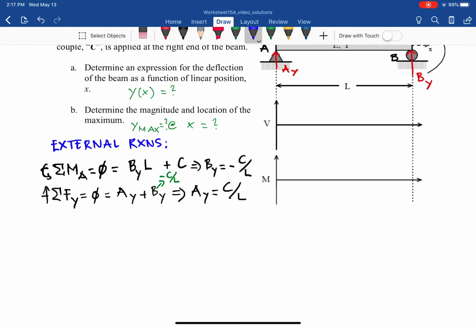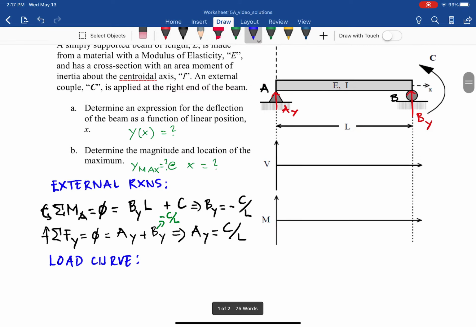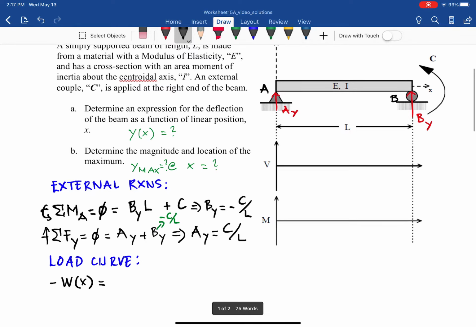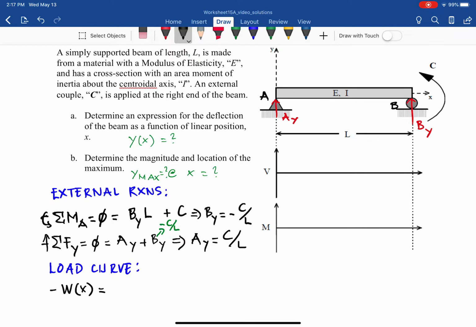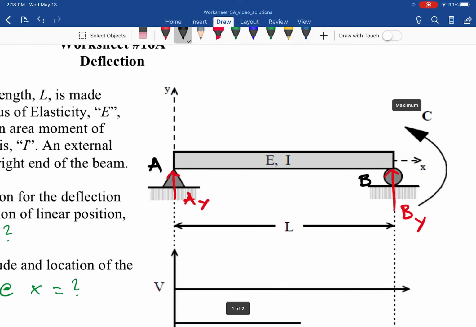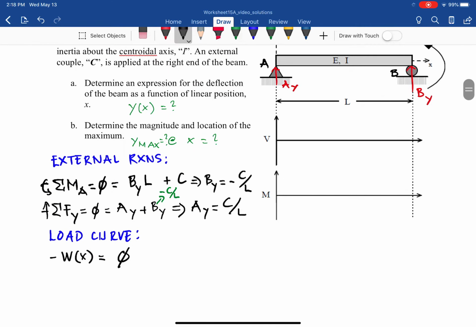For the load curve, as you can see, there is no distributed load on this beam, just the load normally going down, so we put negative to represent the deflection. It equals 0: no distributed load on that beam except the couple at the end B. So the load curve equals 0.